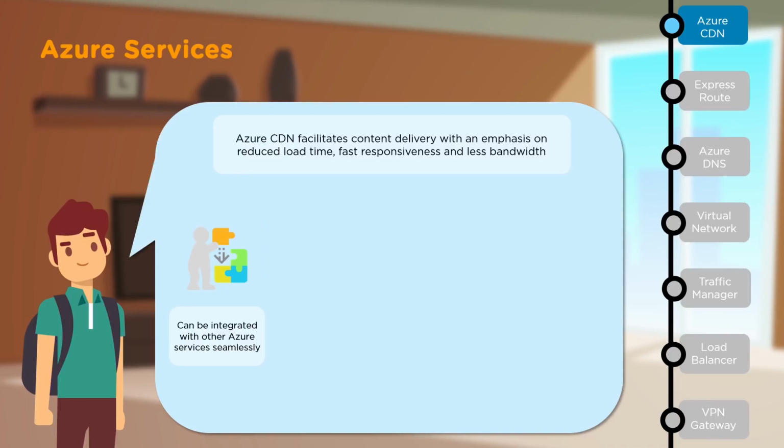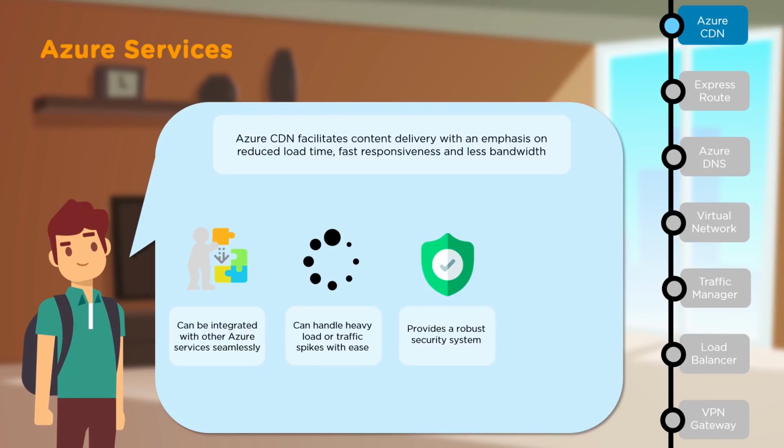Firstly, we have the Azure CDN, or the Content Delivery Network. With Azure CDN, what you get is the ability to deliver your content with reduced load times, fast responsiveness, and less bandwidth. Now, CDN can be integrated with several other Azure services so that the process can move at a faster rate. It can handle heavy loads and traffic spikes with ease. It also provides a robust security system.